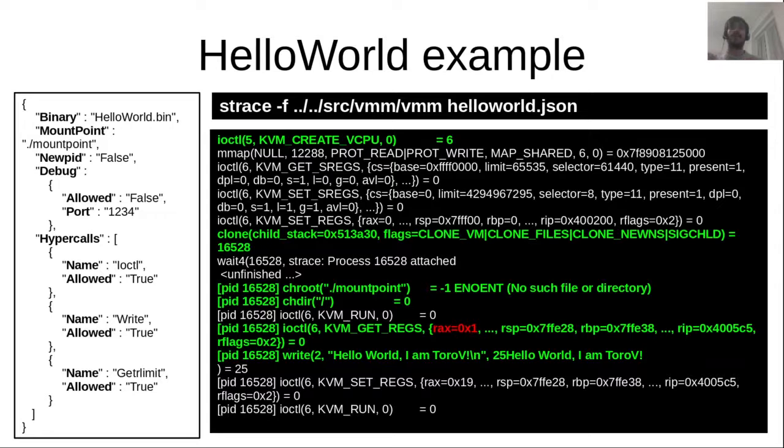The first interception corresponds with the brk syscall, which we can see in red in the RAX register. Then the virtual machine monitor triggers the brk syscall but in the host with the corresponding parameters.